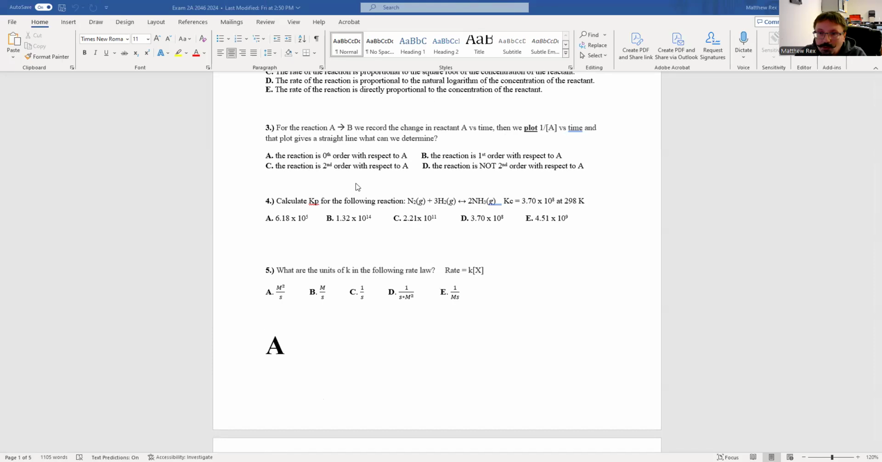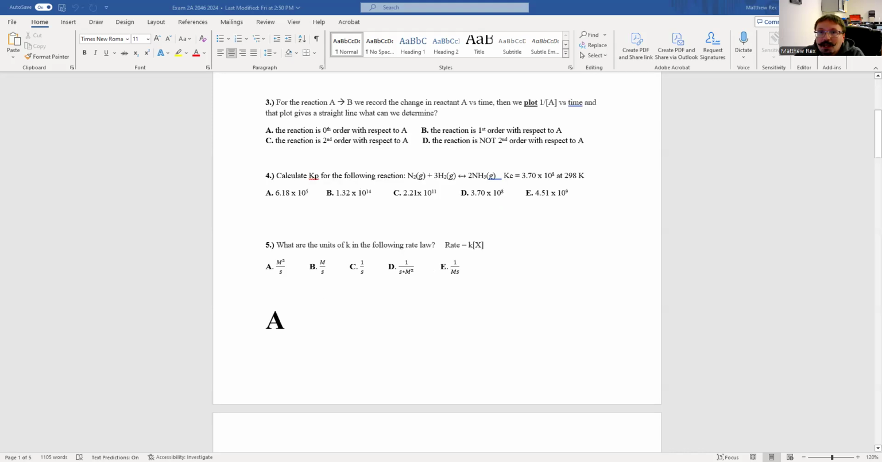This is similar to the question from your practice exam, but there we were told it doesn't give a straight line, so it wouldn't be second order, but in this case it does. Changed one little part of that, so now it is second order. Calculate Kp with respect to, there we go, that reaction.